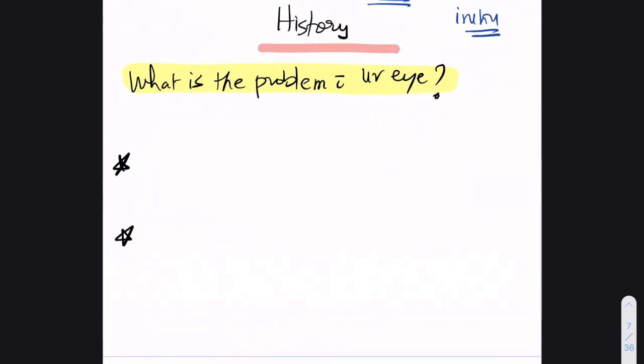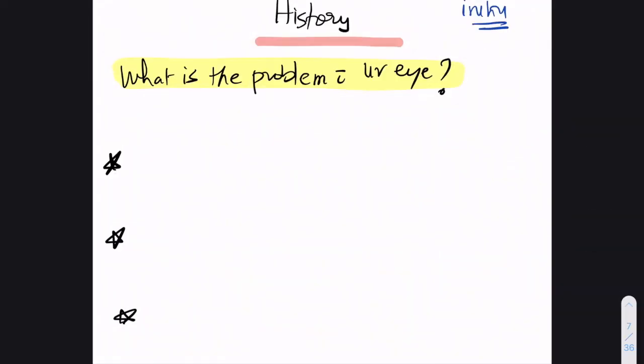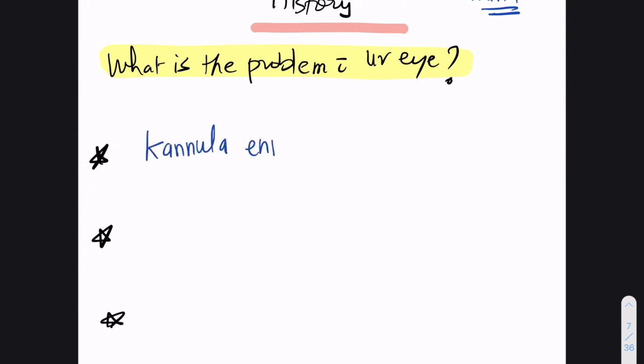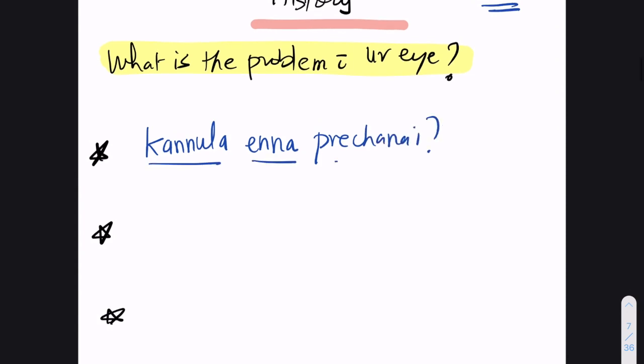Now let us go to the history. So let's start with the history. If you want to ask what is the problem with your eye, you have multiple options. First is going to be kannila enna prachana. Kannila means in the eye, enna means what, prachana means a problem.